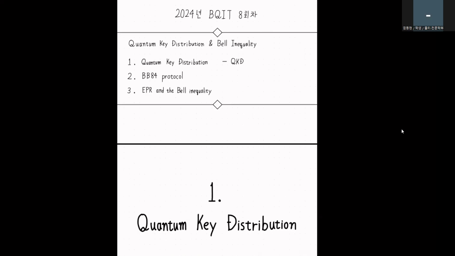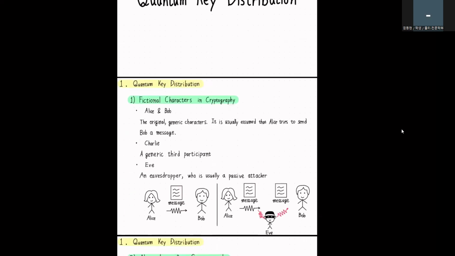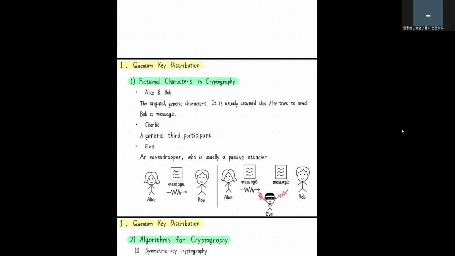Today we'll be talking about quantum key distribution and the Bell inequality. Now, quantum key distribution is a method of securely distributing keys for use in encrypting messages between two parties.